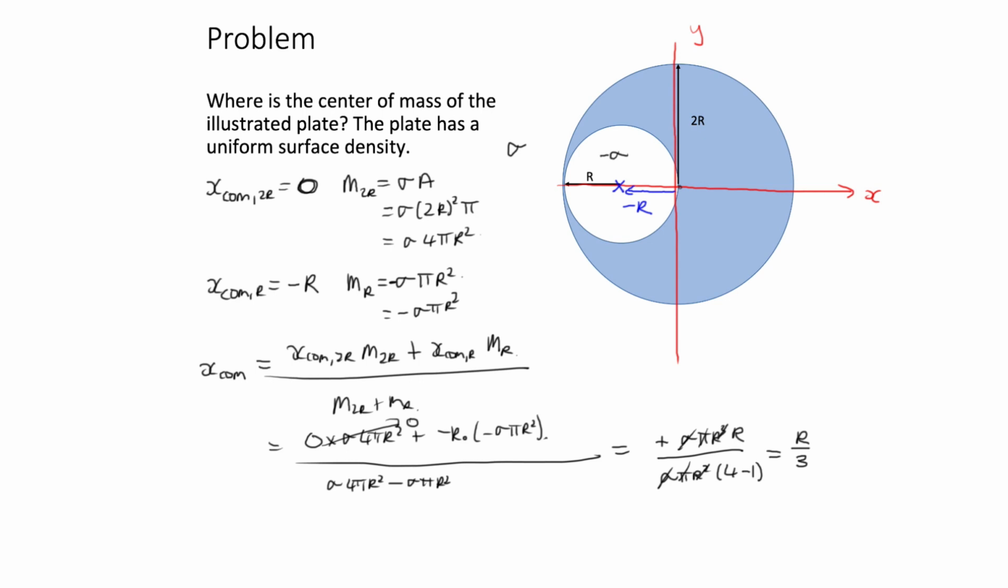So that tells me that my center of mass is going to be at r over 3, which is about here. So let's just make sure that that makes sense. We would expect the center of mass to be on this side, as this side has less mass because it's got this little disc cut out. So we can write that the center of mass of the illustrated plate is r over 3 i plus 0 j.